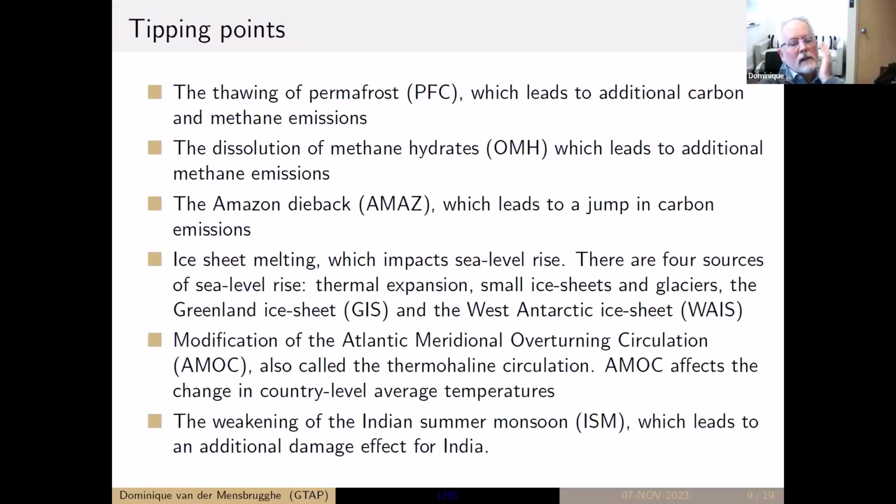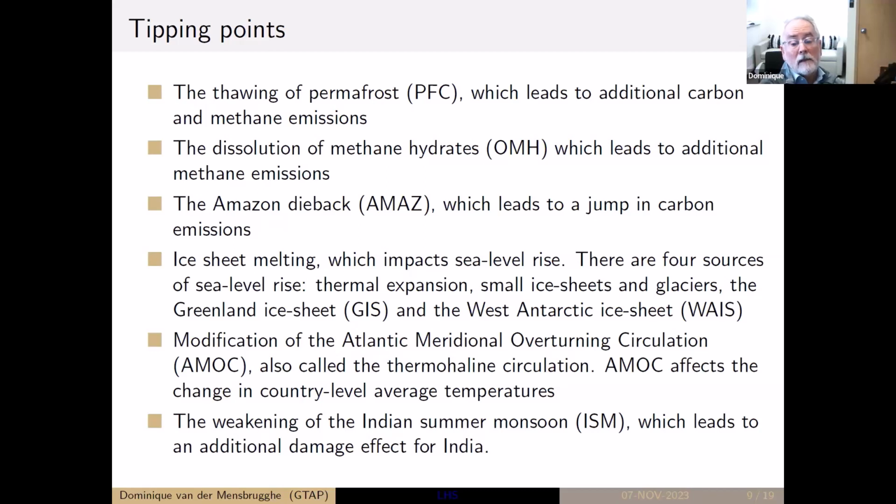What are the tipping points that are included? There are 7 of them. So the thawing of the permafrost, this is carbon and methane that is captured in relatively shallow soils, and warming temperatures will lead to their release. Same with the dissolution of methane hydrates. These are methane bubbles captured in the oceans. Again, they may be released through temperature impacts.